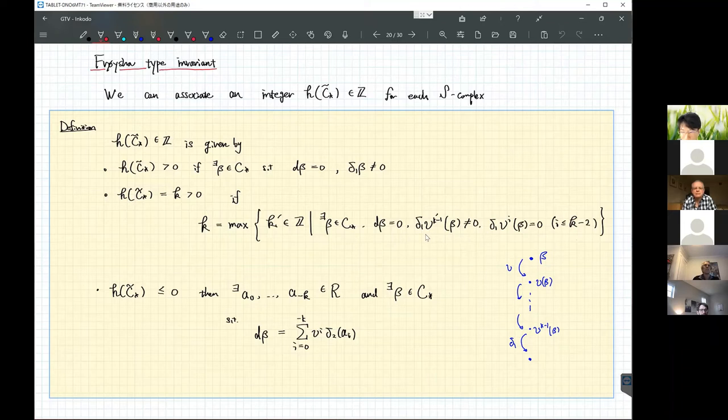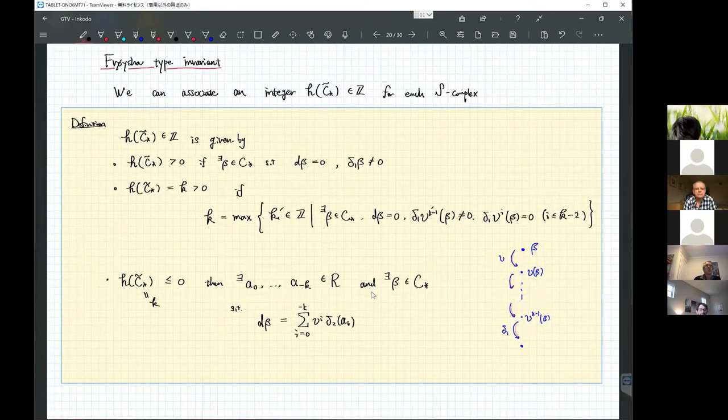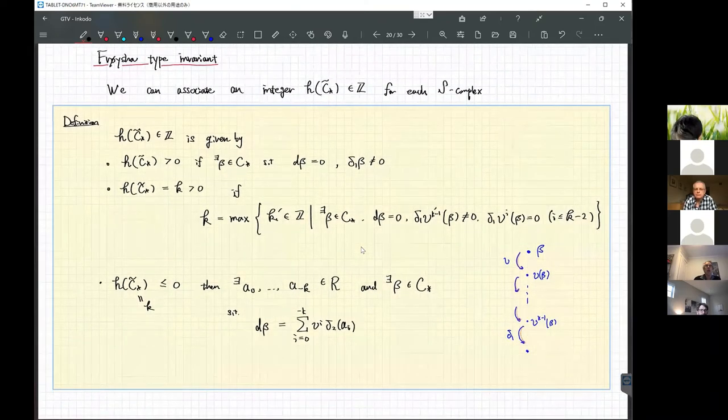And this condition means measuring the height of this operation, so sending a cycle beta by the map and finally applying delta bar. Now, for negative h, this is given by this condition. And this characterizes the Floer type invariant. And we can think of this property as a definition of the Floer type invariant.